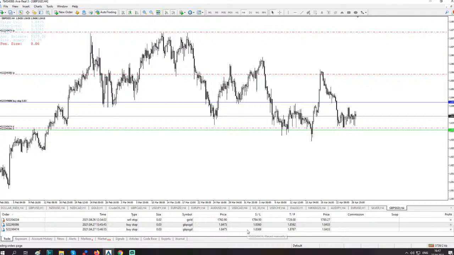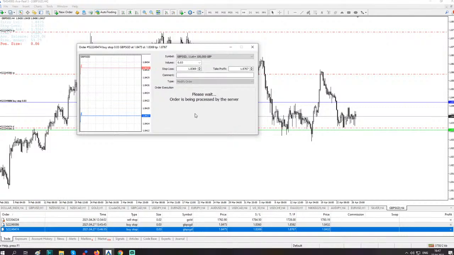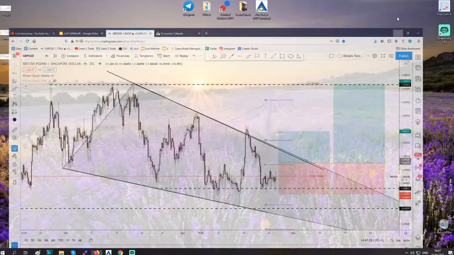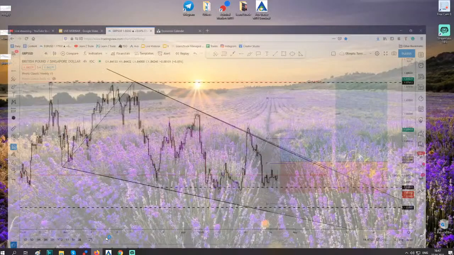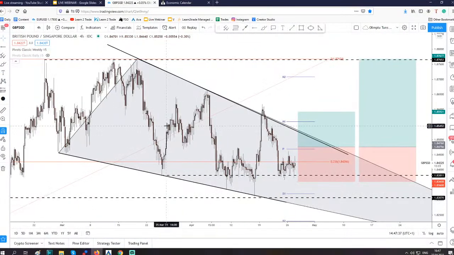Stop loss 60, guys. Modify. Okay, so yes, I will send it to the VIP and free group as well. One moment. So we placed a buy stop pending order on the GBP versus the Singapore dollar, and I will also send you the signal into the VIP and free group.